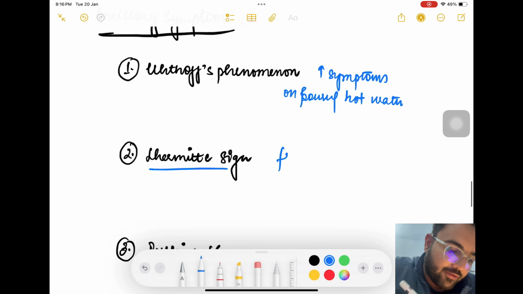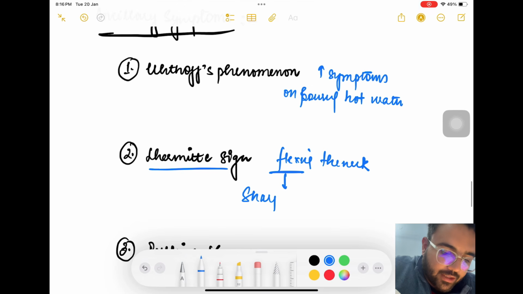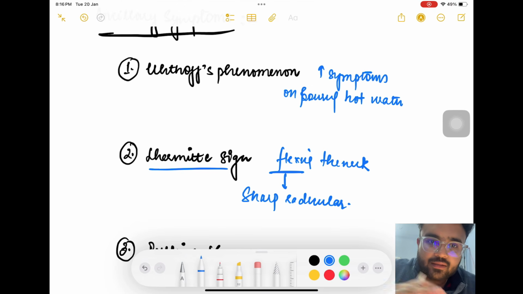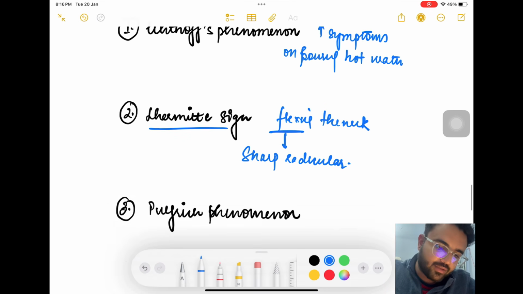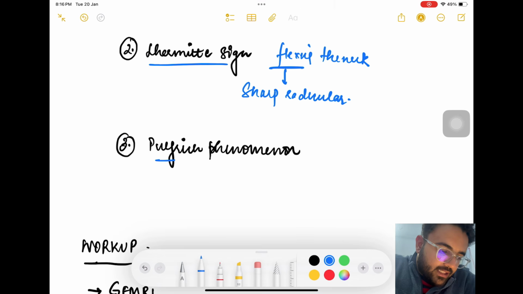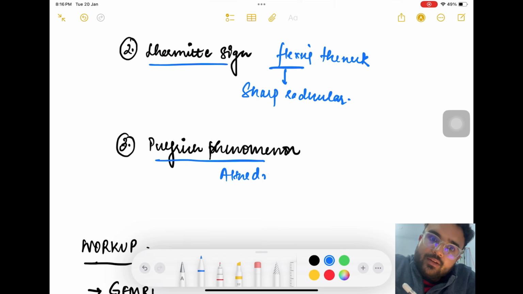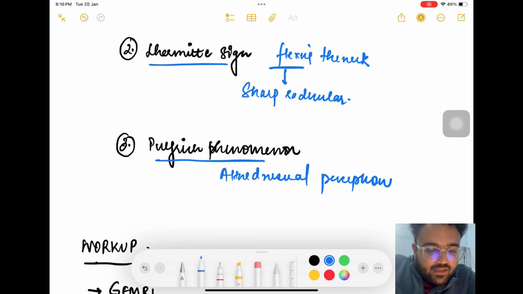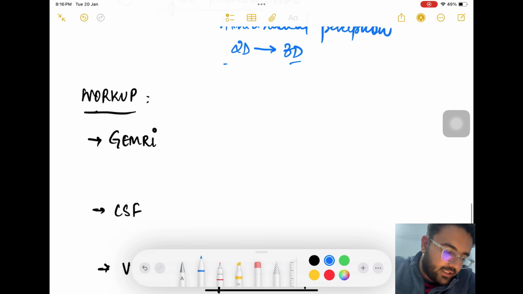Lhermitte sign. On flexing the neck, there is a sharp radicular pain. This is actually seen in cervical lesions. It is also seen in compressive myelopathies and tabes dorsalis as well. Then there is Pulfrich phenomenon. Pulfrich phenomenon is altered visual perception, where a 2D image is being perceived as 3D. There exists a 2D image, you are seeing it as a 3D image.